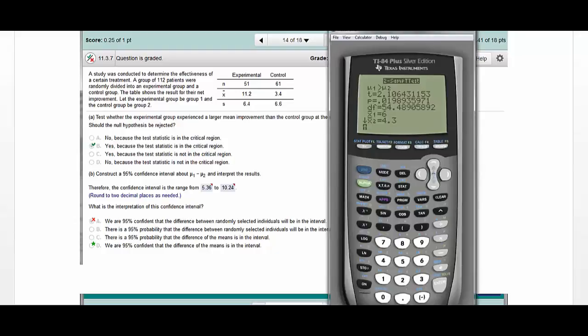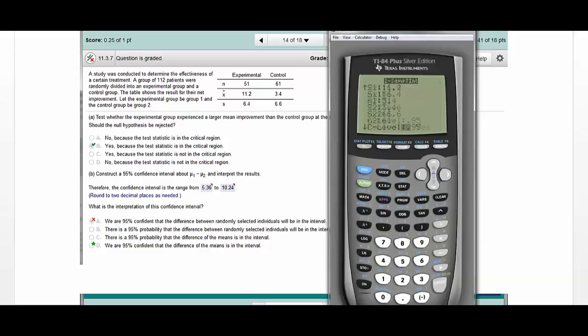So let me go to 2-sample T interval. And I input the stats. Okay. My mean is 11.2. My standard deviation is 6.4. My n is 51, and then just input the same numbers. So 3.4, 6.6, and 61 for the control.